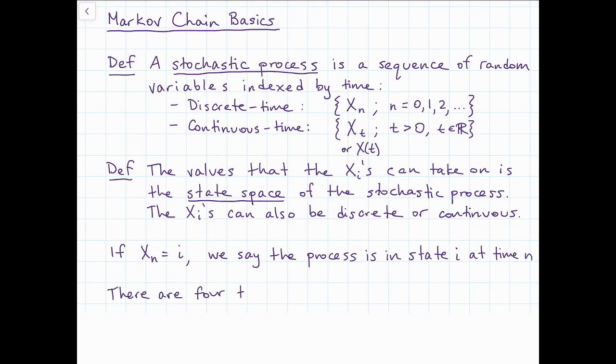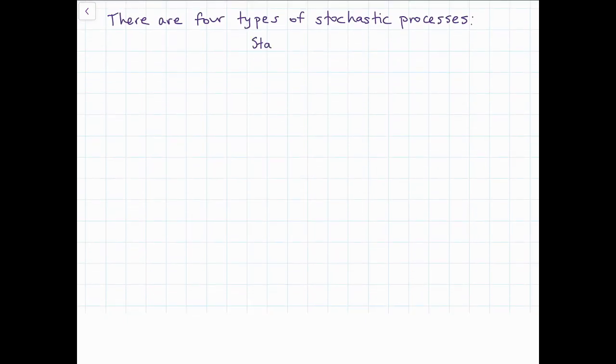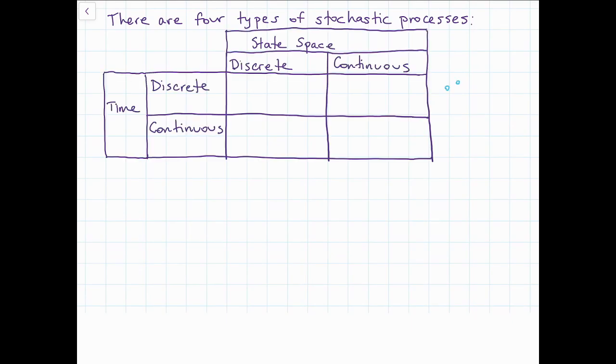Because there's discrete and continuous for both the stochastic process's time and state space, there's altogether four types of stochastic processes. We could think about the state space being discrete or continuous and the time being discrete or continuous. And I want you to take a second and see if you can think of some examples of each of these four possible types of processes.